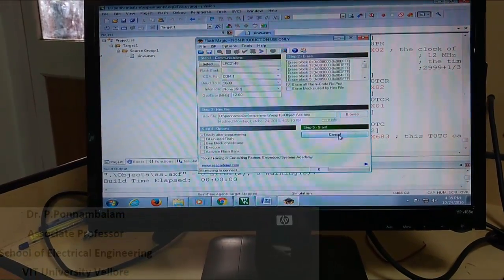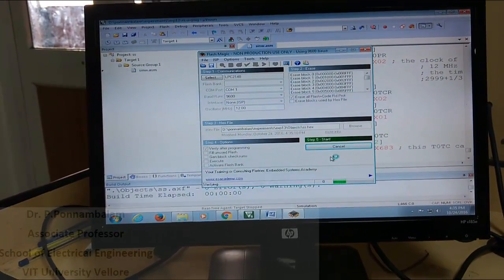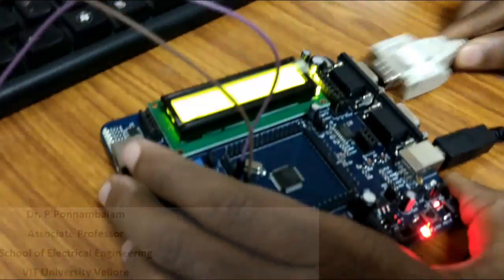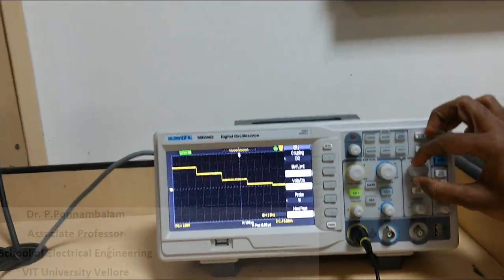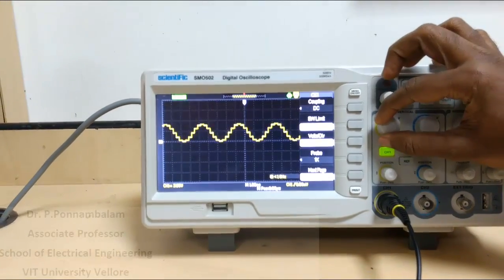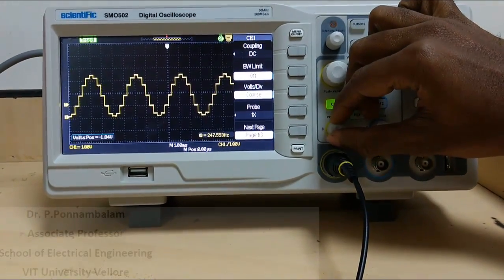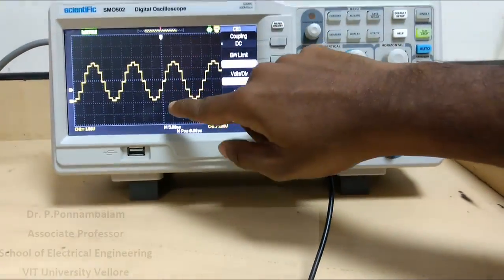Now I am starting to dump. So I need to connect the RS232 first, then I'll have to dump. So it is getting dumped now. And I'll remove the RS232. Now you can see over here the sine wave is created with the 50 hertz frequency. You can see over here, the 50 hertz frequency has been generated.